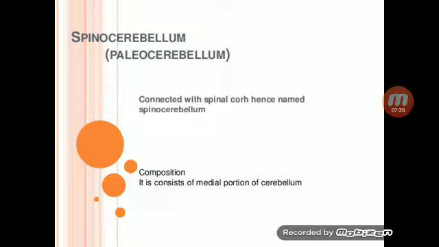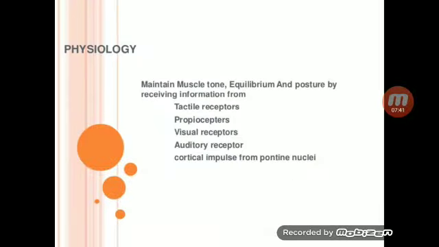Spinocerebellum is connected with the spinal cord, hence the name spinocerebellum, and it mainly consists of the medial portion of the cerebellum. Its function is to maintain muscle tone, equilibrium, and posture by receiving information from tactile receptors, proprioceptors, visual receptors, auditory receptors, and cortical impulses from the pontine nuclei.